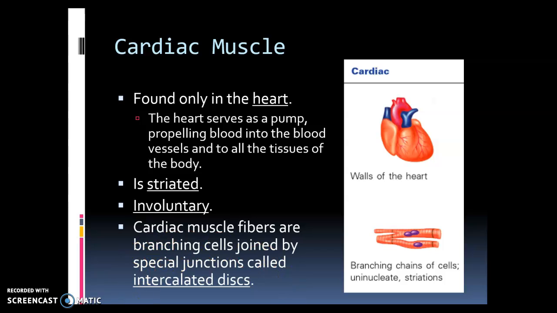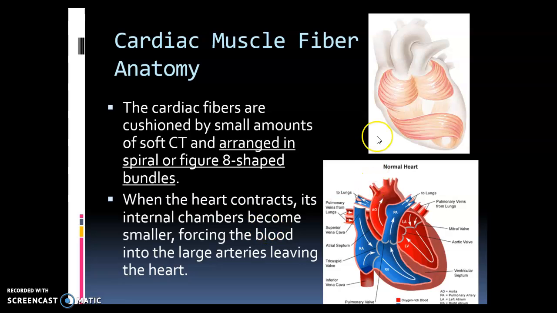And the main thing that sets this aside, a key term for you to look for when you're identifying the different types of muscle, is intercalated discs. Remember, we talked about this in tissues. Intercalated discs are what set cardiac muscle aside, and that's this separation right here where it breaks up into different spindles like that.